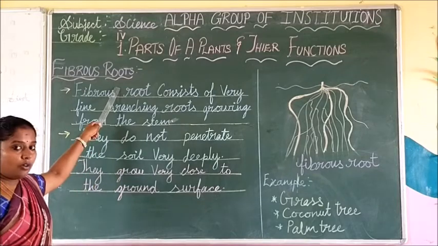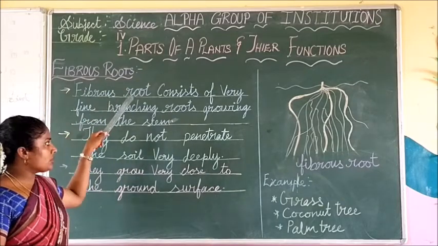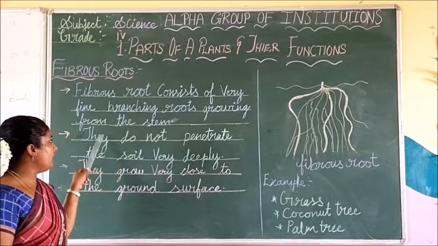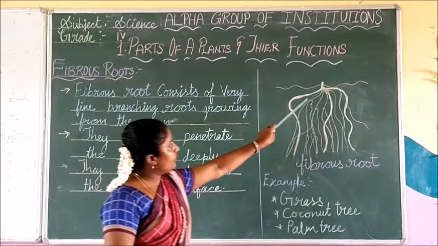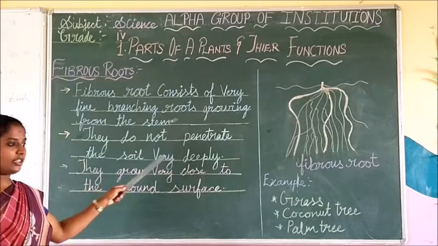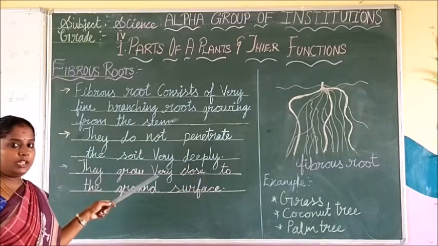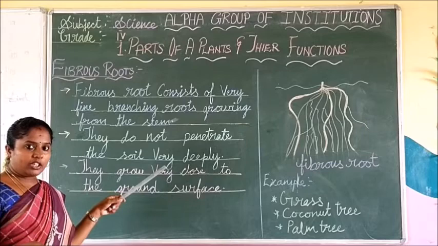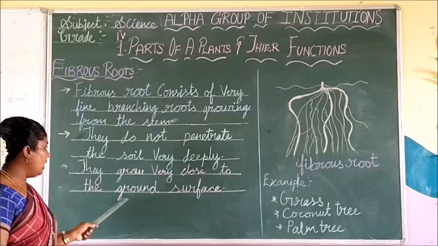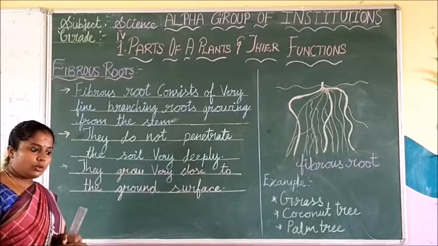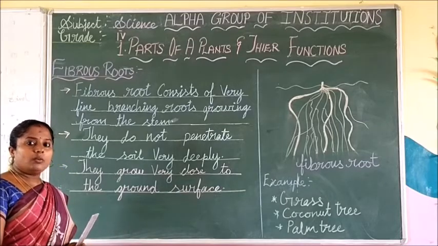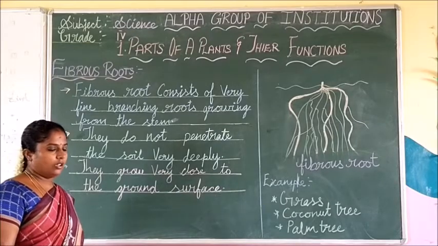So what do fibrous roots mean? Fibrous roots consist of very fine branching roots growing from the stem. Very thin, fine branches going from the stem. They do not penetrate the soil very deeply or get firm in the soil. They grow very close to the ground surface. They won't go very deeply or very strongly.